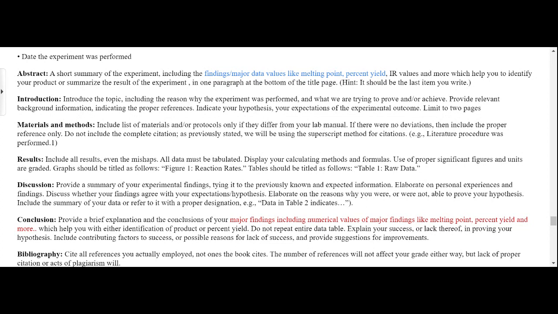Okay, the introduction is the summary. Materials and methods, you don't have to include. Results, make sure it is a table. No paragraph should be used for the data. Make sure you draw a table.